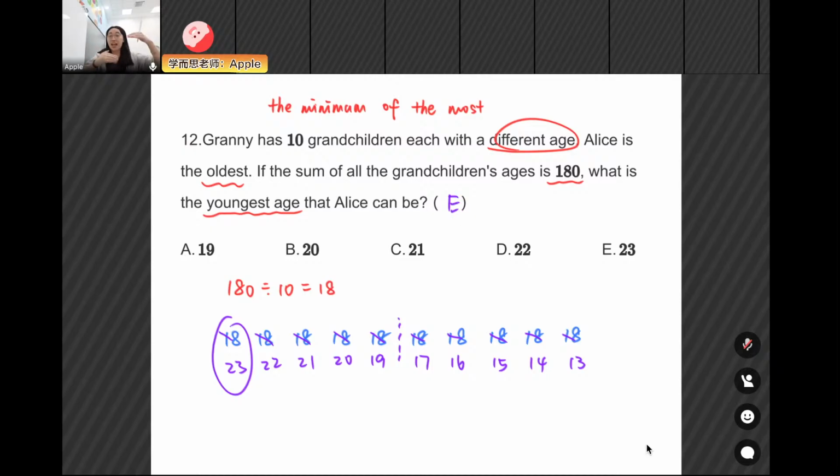So you see that actually the ages are consecutive numbers. In this way, the gap is only 1, right? So 1 is very, very small already. You cannot get half a year, right? Okay, so in this way, the minimum of the maximum in this question is 23, okay?